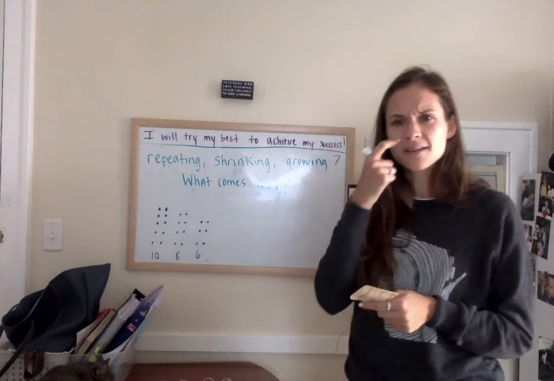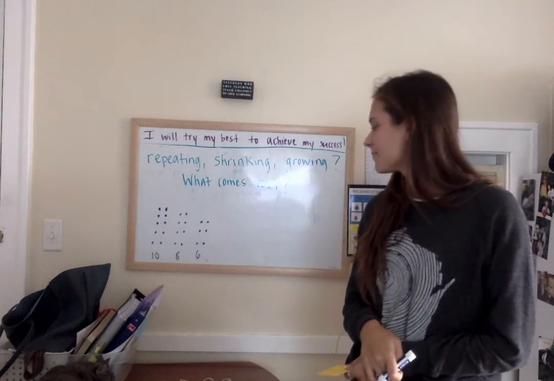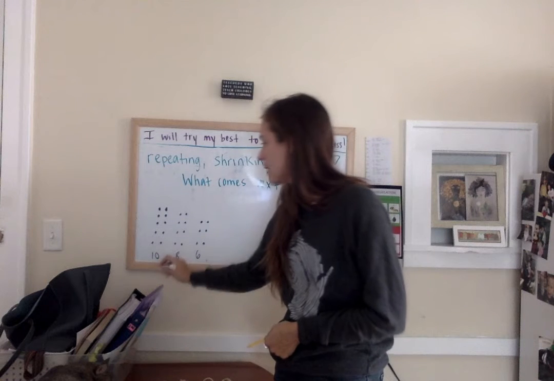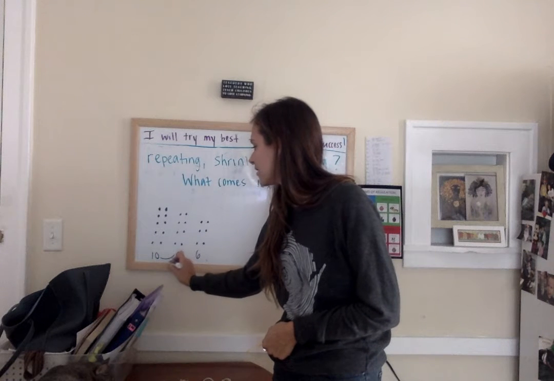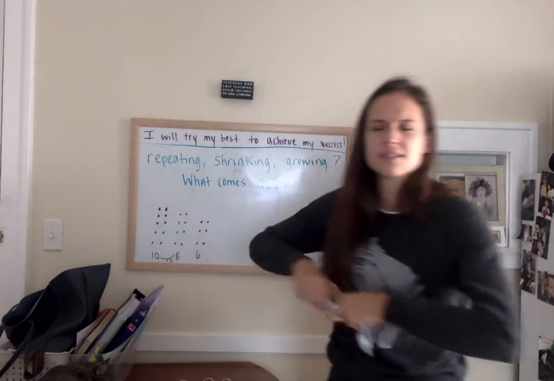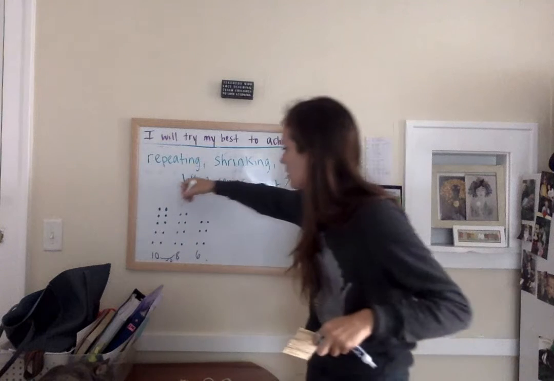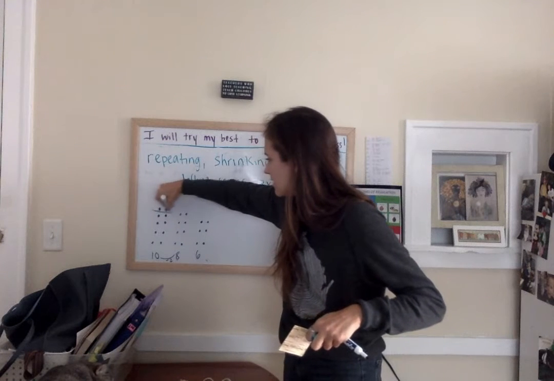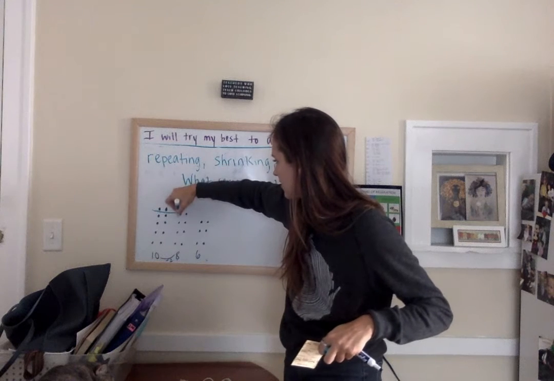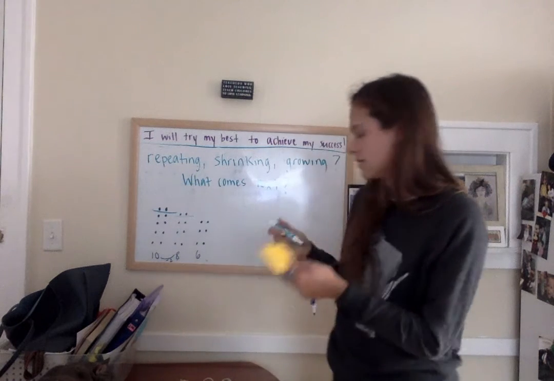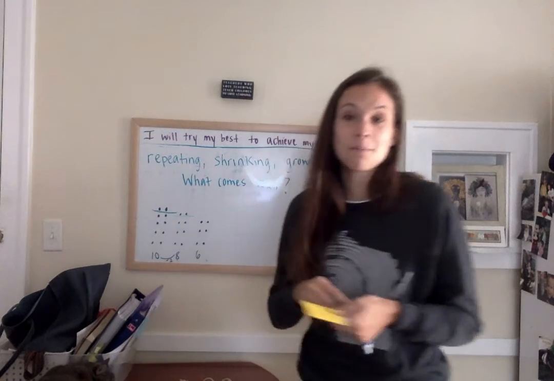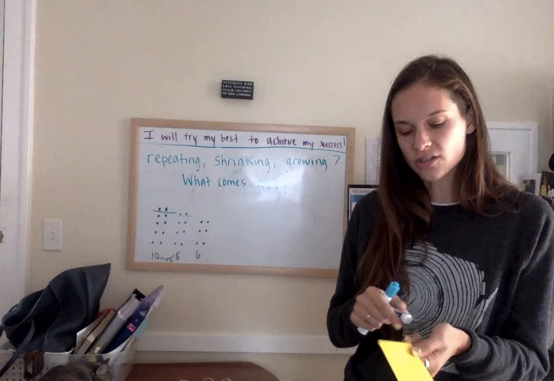What will come next? We have to subtract each time, right? 10 minus what is 8? 10 minus 2. And if you look, hope you can see this okay, it's like we're cutting off these two. We're subtracting these two. And then we're subtracting these two. Each time, 2 is being subtracted. So our rule is minus 2. It is a shrinking pattern.